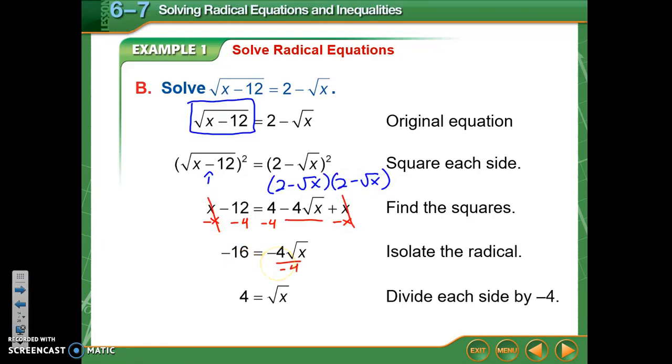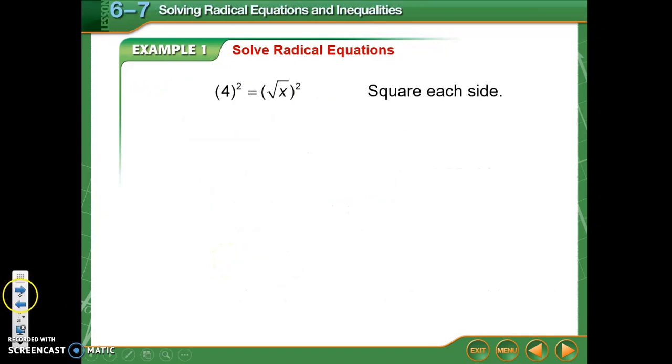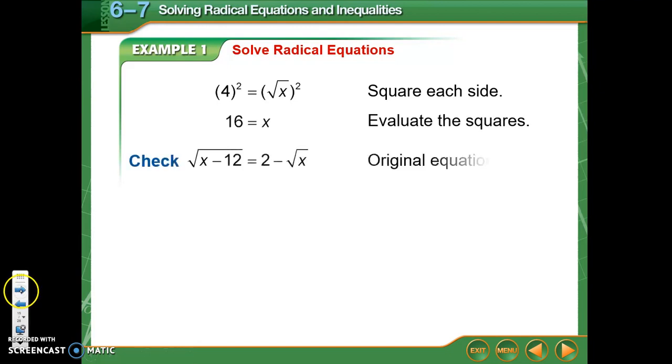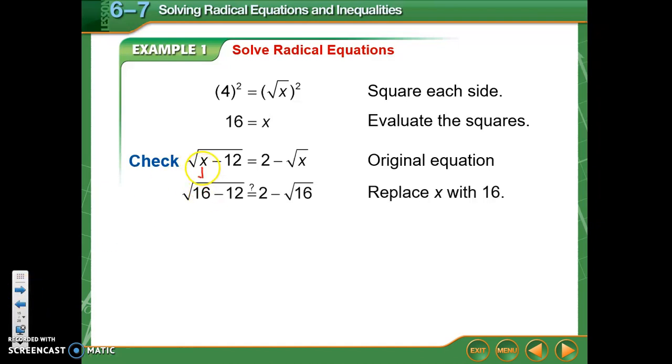Divide both sides by negative 4. So I get 4 equals the square root of x, and then I have to square both sides. So 16 equals x. And again, I'm not finished until I check my radical equation. There's my original equation. I'm going to plug the 16 in everywhere I see an x.